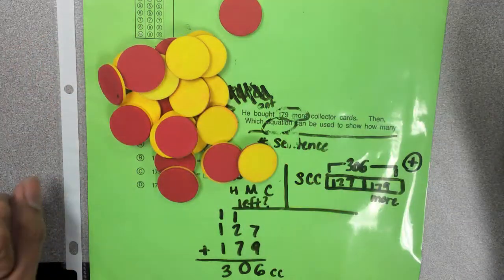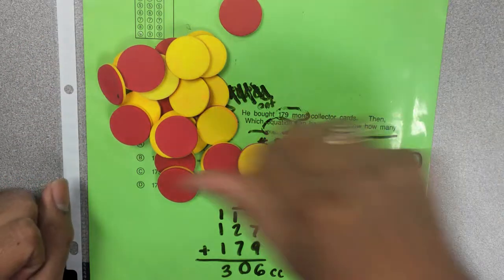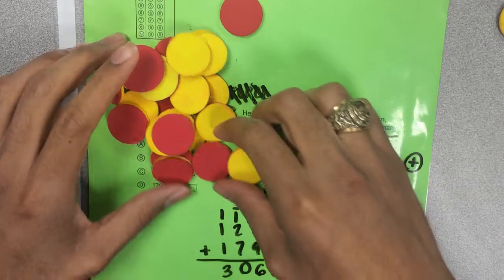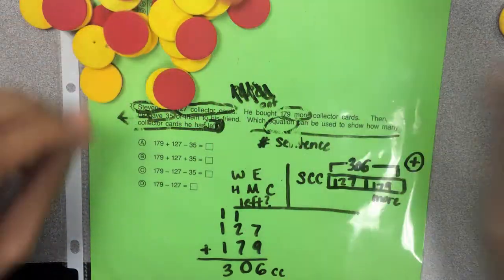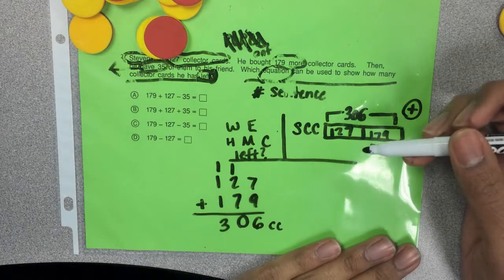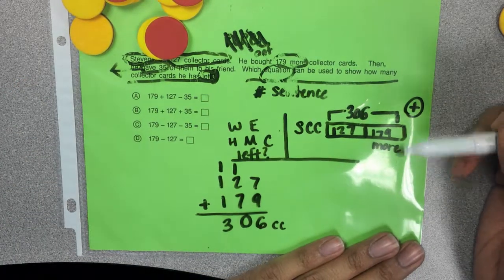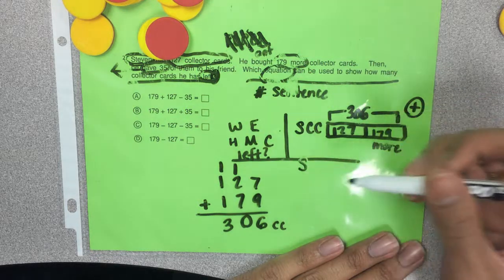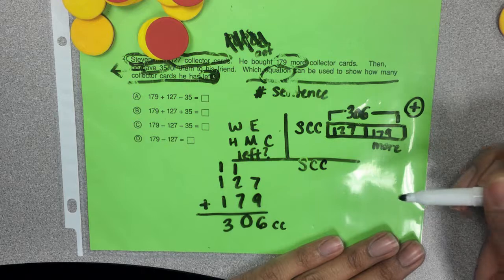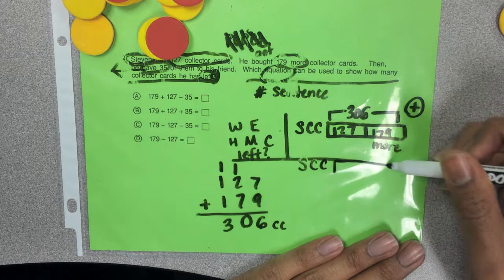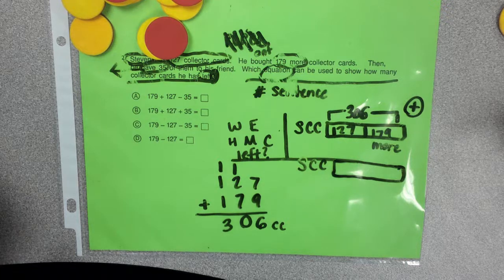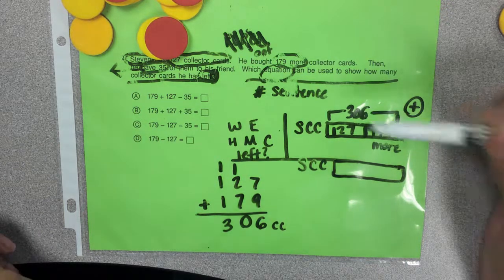And the action there was separating. I just separated some so he could give them to his friend. And that's the same action that's going to be represented on a strip diagram. So let's figure out how we can show that. So who is the problem about again? Well, it's still about Steven. What does he have? Well, he still has his collector cards. And this bar represents how many total cards he has. How many total cards does he have? Well, we already figured out it was 306.